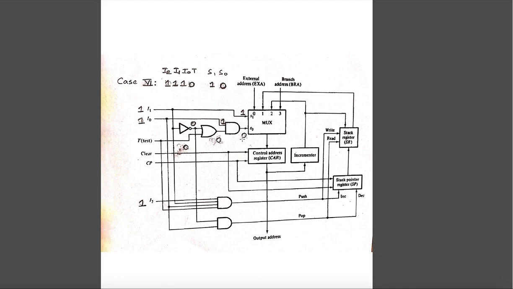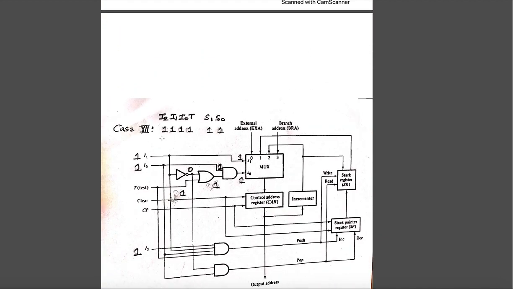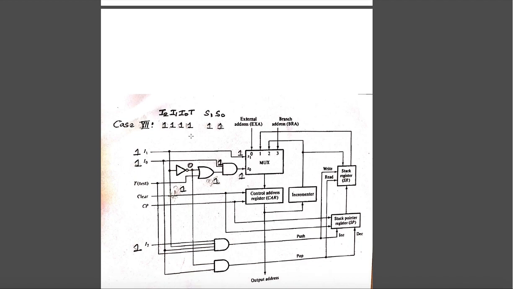So 1 0 is nothing but 2, right? It is the binary equivalent of the decimal number 2. So 2 is nothing but our increment operation, just like the increment operation which we have seen in the earlier third case and the fourth case. So this is also going to increment the current address of the CAR. Okay. Now the last case, when all the values are 1.